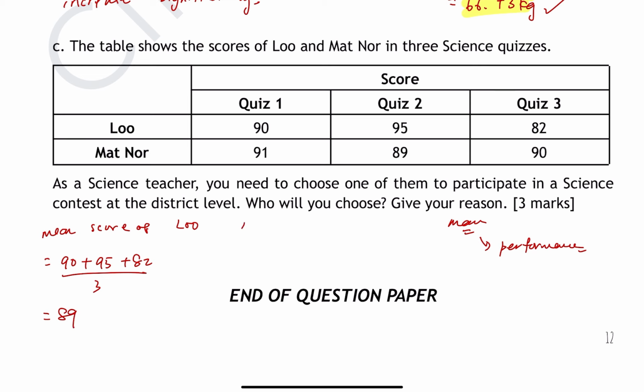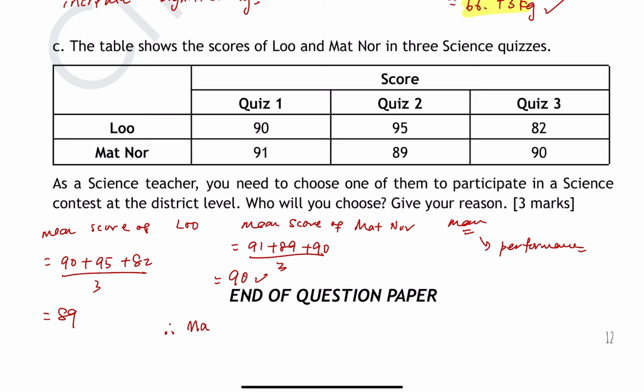Same goes for the calculation of mean score of Magno. You will use 91 plus 89 plus 90 over 3. So 91 plus 89 plus 90 over 3, you get 90. Right? So in this case, it's very clear that Magno should be chosen because of higher mean, which represents a better performance as a whole. Okay, so this is basically your reason.